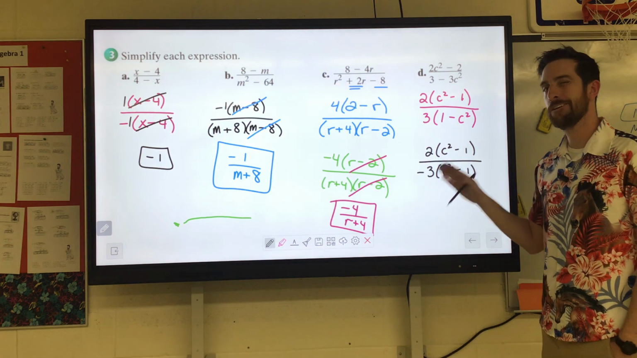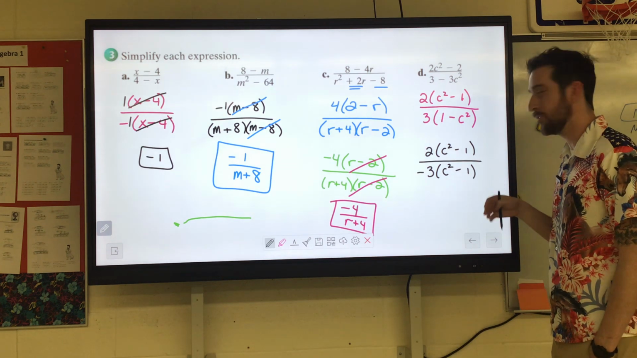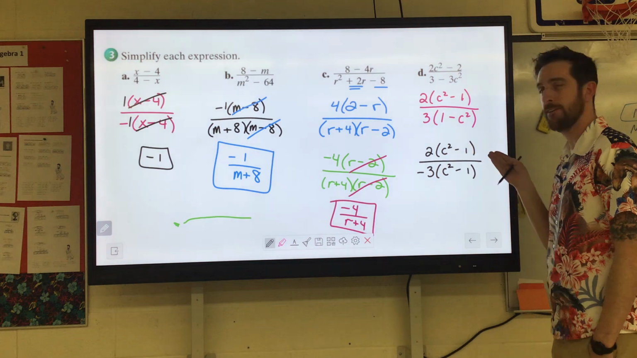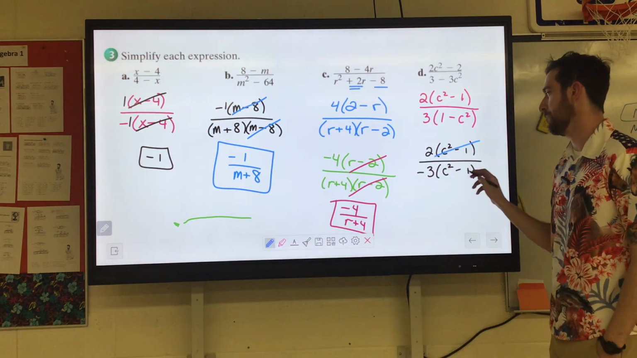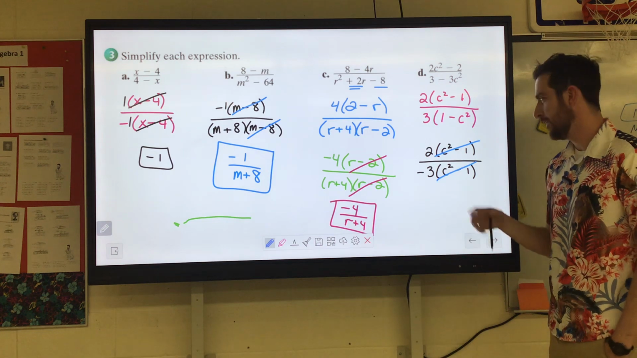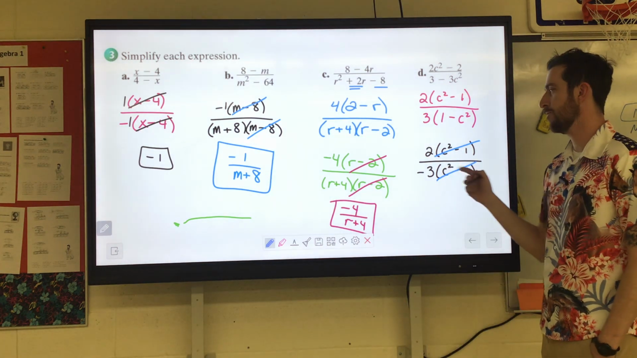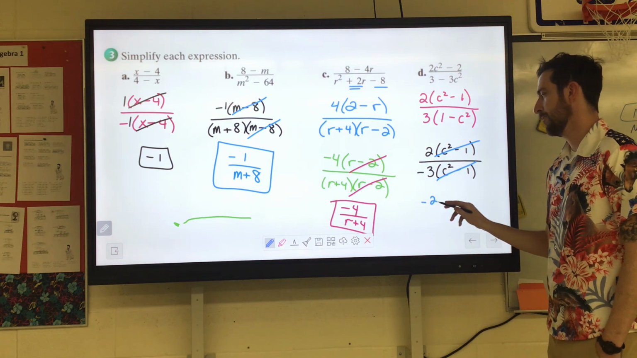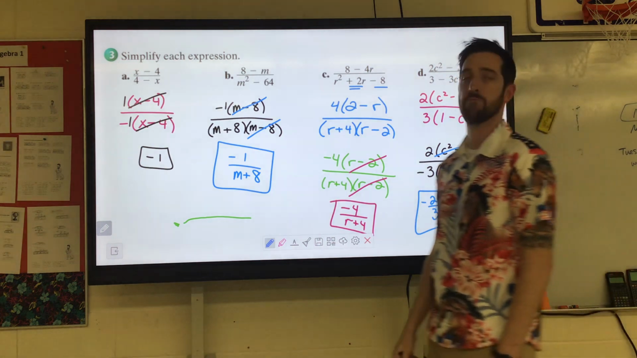Now, you could factor c squared minus 1. That would be c plus 1 times c minus 1. However, at this point, they're already going to cancel each other out because they're exactly the same. So we'll just cancel them out. So we have 2 over negative 3. Again, just move your negative either up front or out in the middle. Make it negative 2/3. That was brutal. Just brutal.